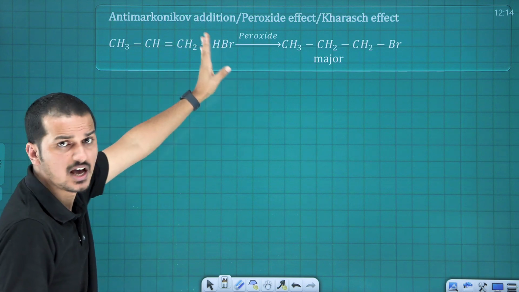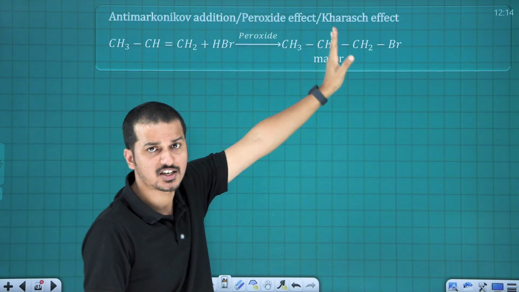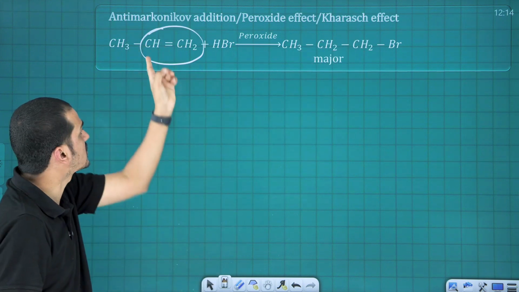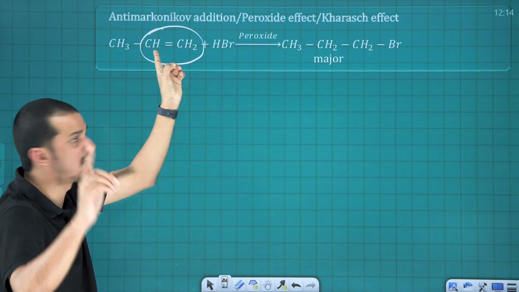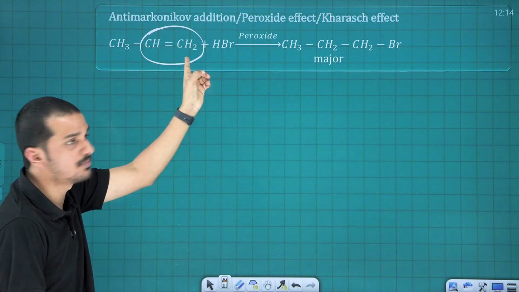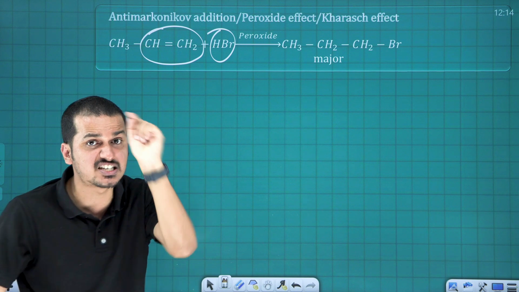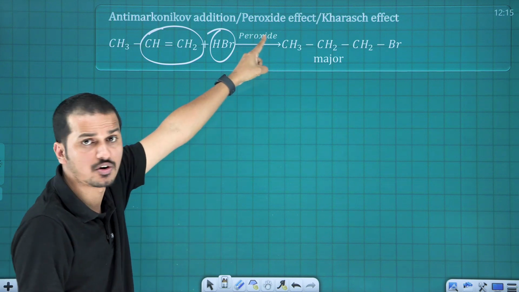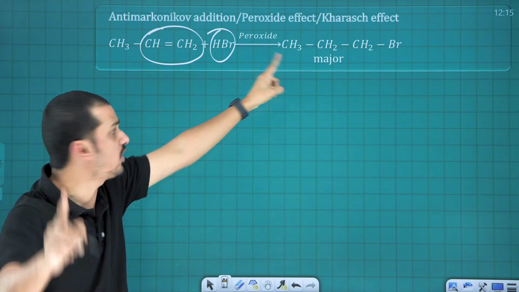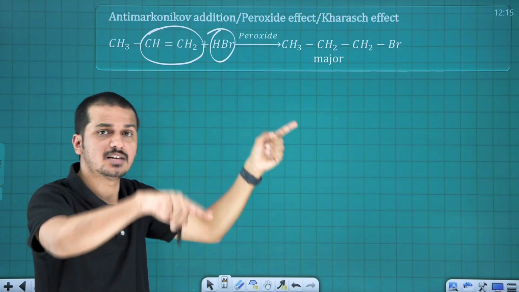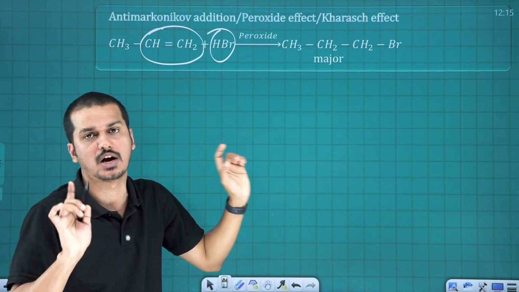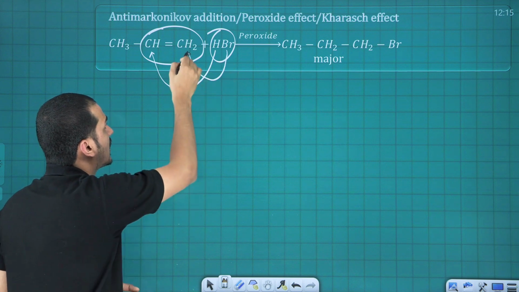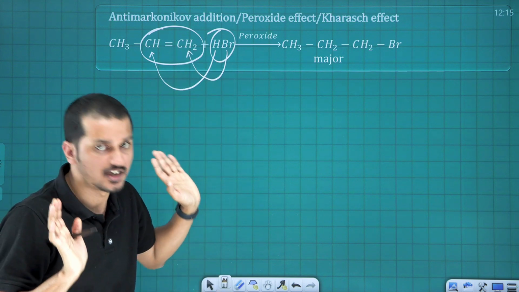That also you have to keep in mind: anti-Markovnikov addition, or peroxide effect, or Kharasch effect. This is for an unsymmetrical alkene, because the carbon-carbon double bond has carbon 1 with one hydrogen and carbon 2 with hydrogen. It reacts only with HBr, not for HI, not for HCl. In the presence of peroxide, anti-Markovnikov addition takes place, opposite to Markovnikov's rule. So hydrogen will go to the carbon with fewer hydrogens, and Br will go to the other. It's only for HBr. That idea also you have to keep in mind.